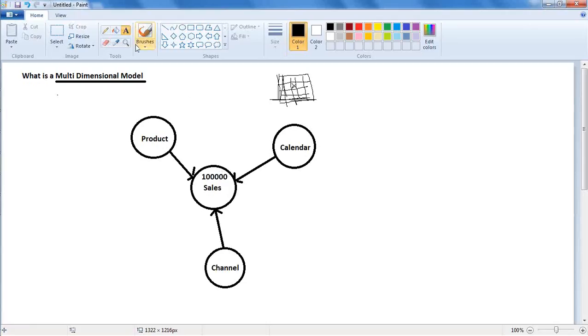Now, it could be maybe one product, or it could be five products, or 10 products, it could be 100 products. In the sense, I want to look at this 100,000 from the perspective of a product, which means I would like to see what is this 100,000 from the perspective of a product.